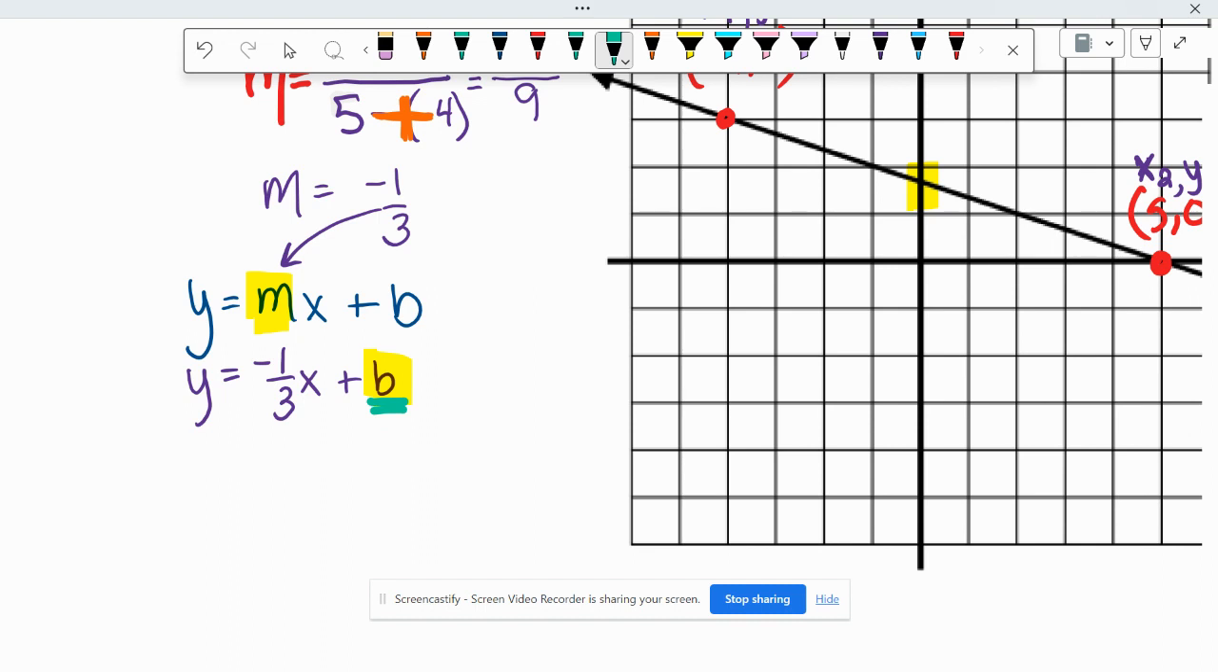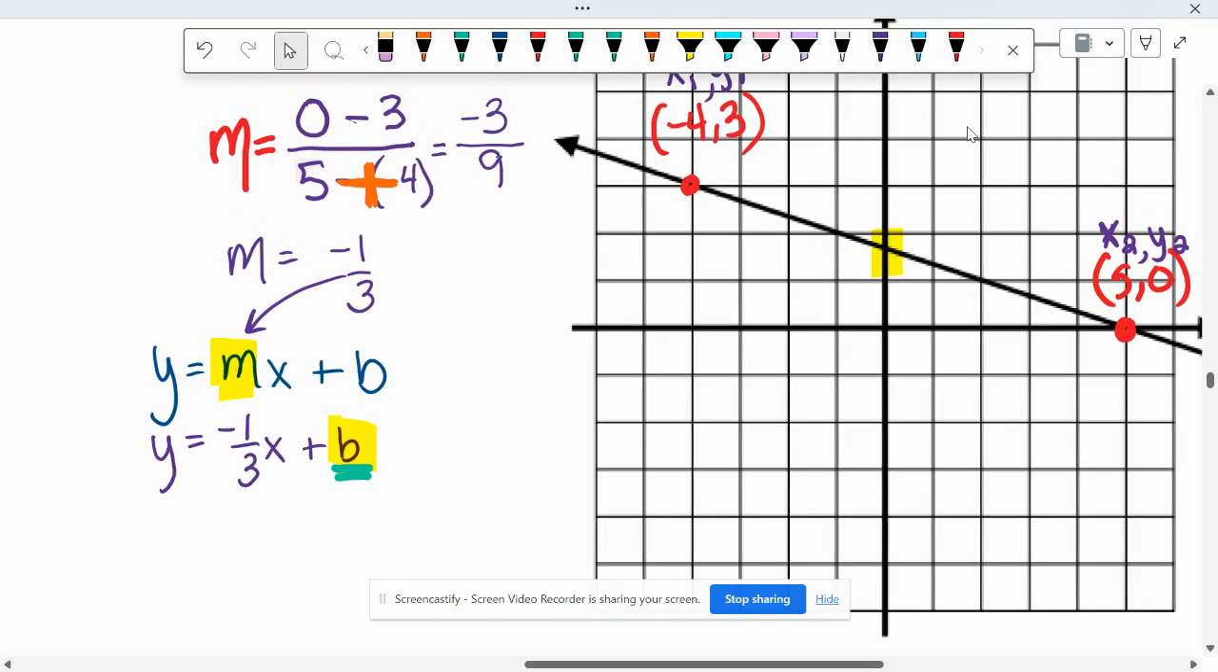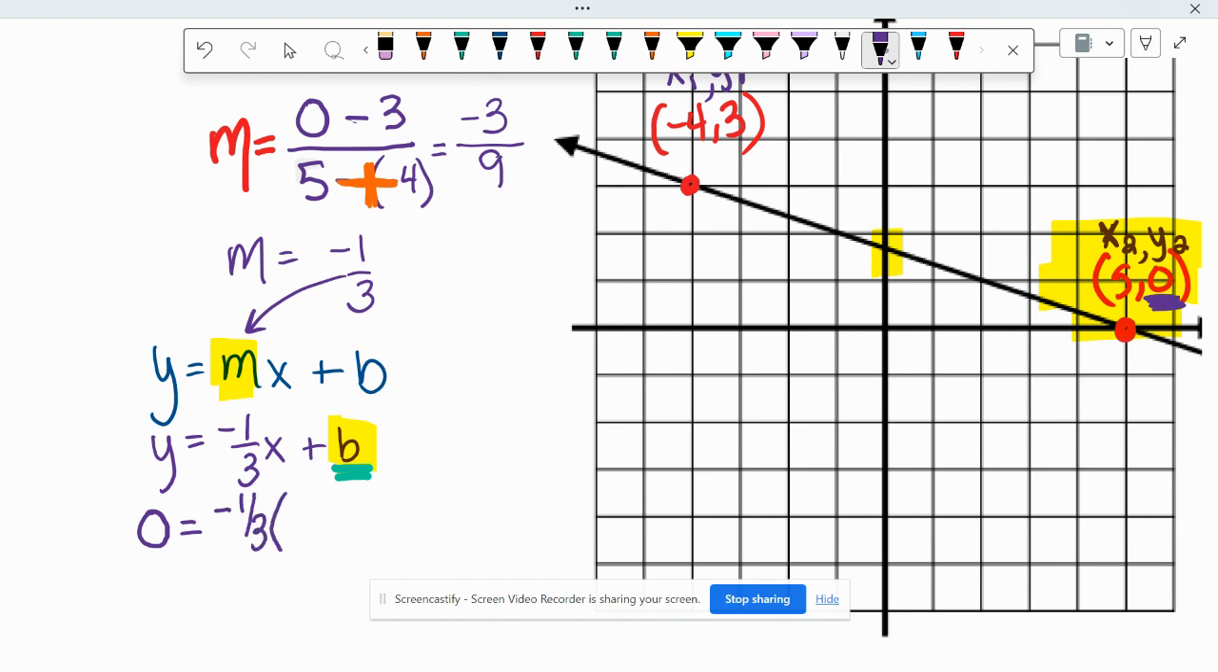Yeah, we have 2 ordered pairs. So you just choose one of them. You choose one of those ordered pairs and plug them in for x and y. I try to always use the ordered pair that does not have negatives in it so I don't make mistakes. Okay, so I'm going to choose to use this ordered pair right here, and plug that in for x and y. So let's see. What is my y value in the ordered pair 5, 0? It's 0. So I'm going to replace y with a 0. 0 equals negative 1/3. What is my x value in this ordered pair? 5 plus b.